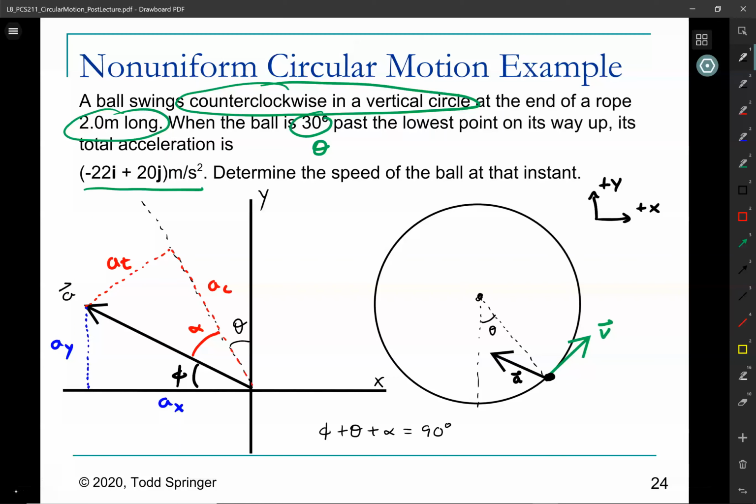Okay, so here's the plan. The first thing is to find phi. The second thing is to find alpha using this relationship here. Once I know alpha, I can then figure out the centripetal acceleration, find a_c, and then I can use a_c equals v squared over r to figure out v.